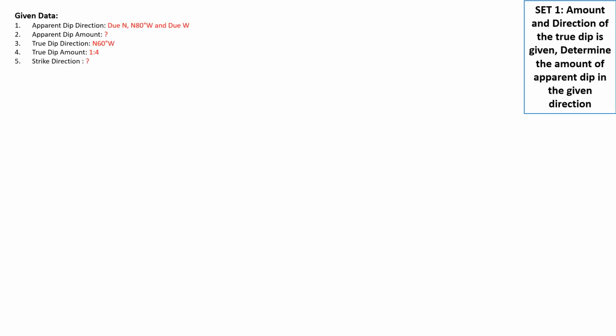Again I'll write down whatever is given for better understanding. Then the procedure remains the same. First we have to drop a north-south and east-west line exactly perpendicular to each other. Then the intersection point is marked as O. Now I'll first plot the true dip direction as well as the amount, that is north 60 west. I'll drop it here in this direction from the point O. I marked it as north 60 west.